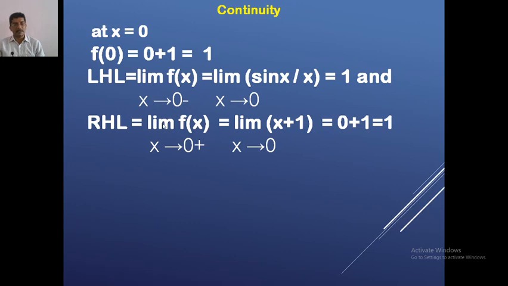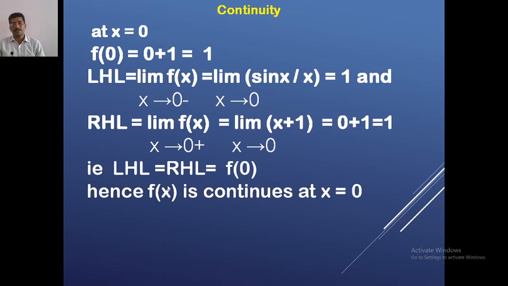Right-hand limit of the given function at the point x is equal to 0. The right-hand limit is the limit of f of x as x tends to 0 plus, this value is the limit of x plus 1 as x tends to 0. It's a polynomial function. Just put the value of x is equal to 0, 0 plus 1 is equal to 1. It means here the value of the function is 1, the left-hand limit exists, its value is 1, the right-hand limit exists and its value is 1. Here the left-hand limit is equal to the right-hand limit is equal to the value of the function. Hence the given function is continuous at x is equal to 0.